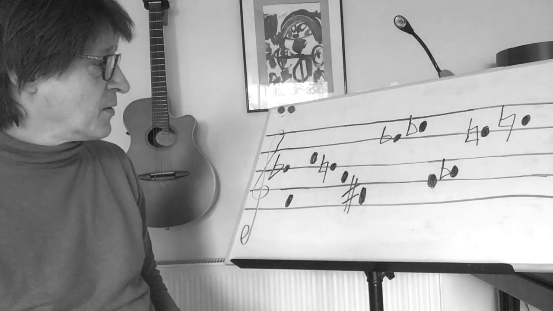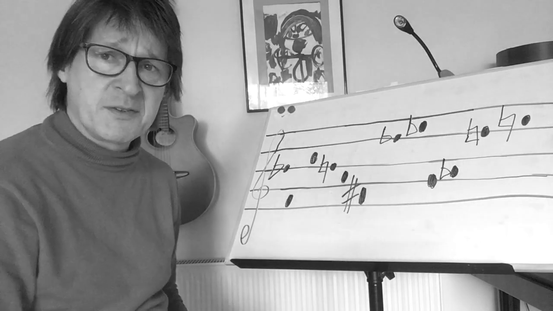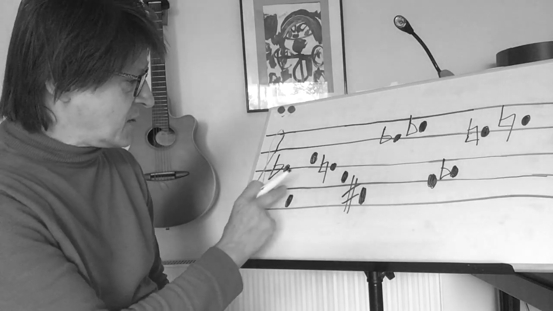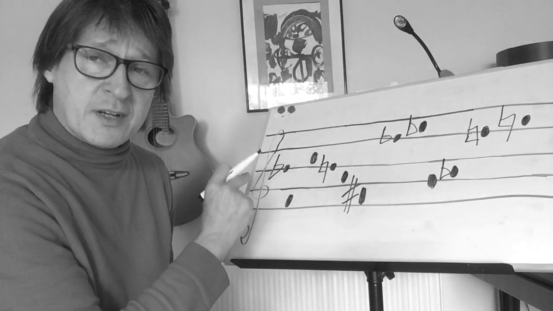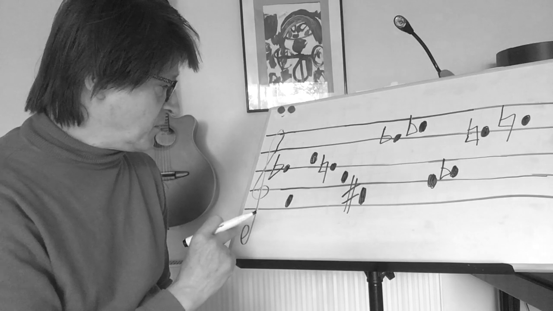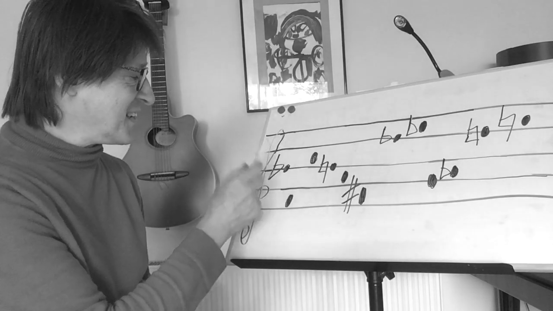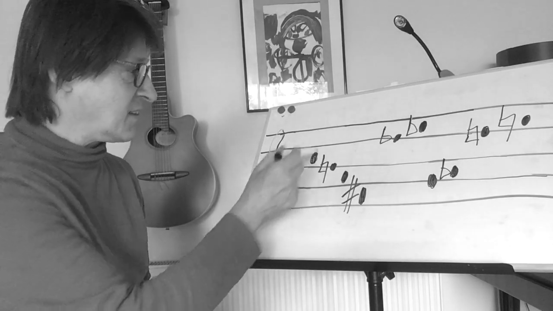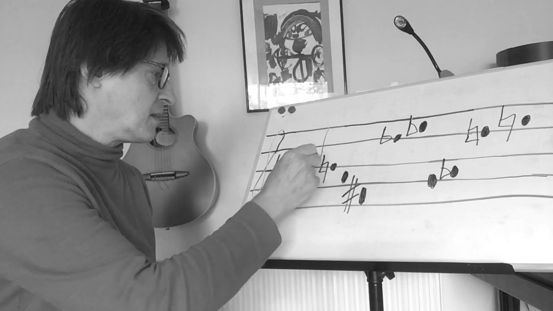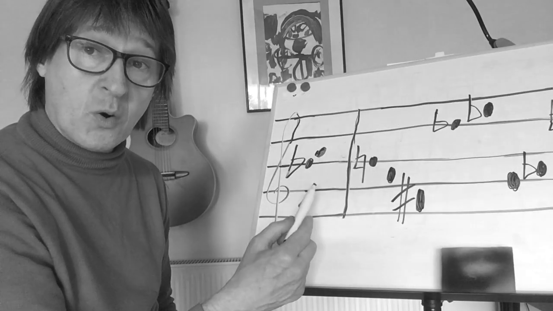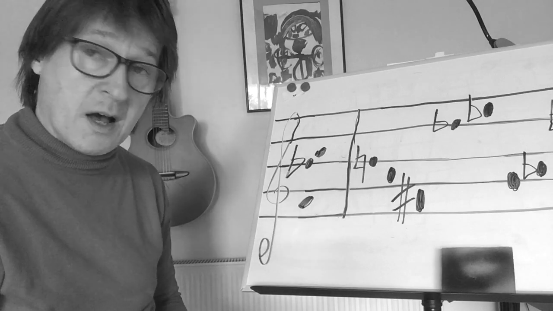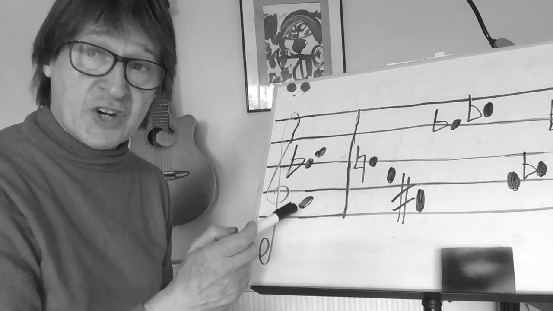So let's say we have the 12 notes here. Let's take these notes and make three-note trichords out of them. Okay, so here we've got B flat, F and C. So these three notes now become one chord. And this is three notes, so it's a trichord.